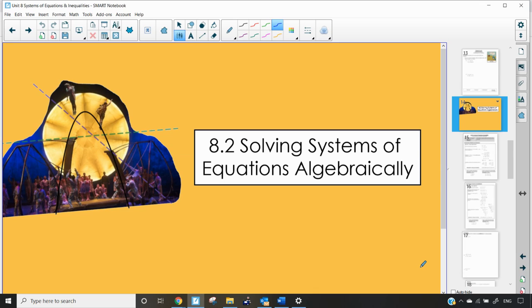In our last lesson, we did a quick review of systems of equations from grade 10. We also were introduced to linear quadratic systems and quadratic quadratic systems. And then we worked on solving systems of equations graphically. So when we're solving systems, we can solve graphically or we can solve algebraically. And today we're going to look at the algebraic methods.